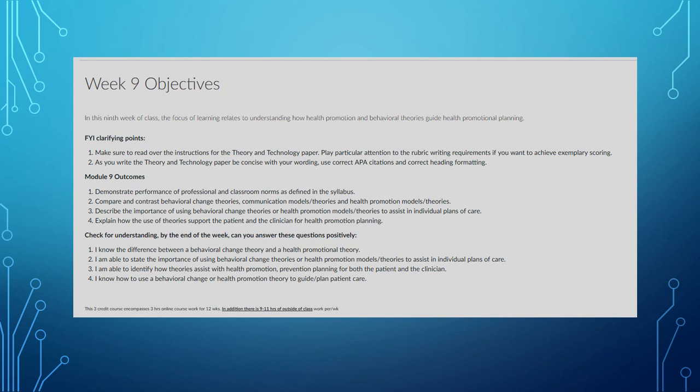For checking your understanding this week, do you know the difference between a change theory and a health promotion theory? And the two are different. And once you get the essence of their differences, hopefully you'll be able to see, okay, this theory is going to help me do this with the person, and this theory actually helps to guide the practice of it. So you'll be seeing those come together. Are you able to state the importance of using these theories as you develop care? Can you identify how a theory will assist with the planning for the patient? And do you know how to use these theories to actually guide care?